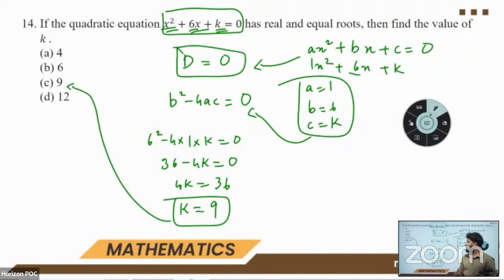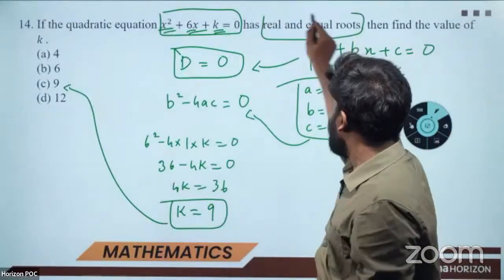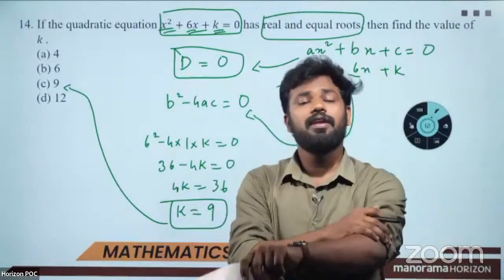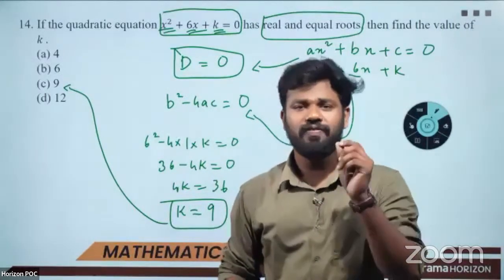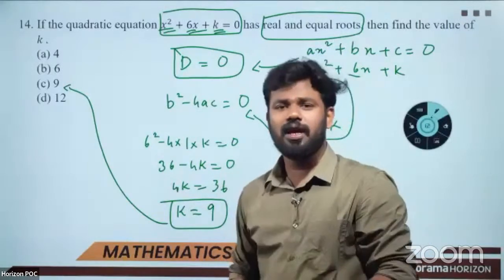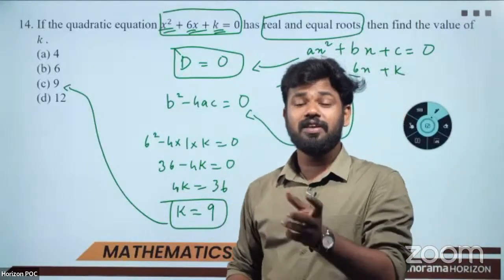Got it? So a quadratic equation is given, and they are saying they have equal and real roots. When they have equal and real roots, what is the condition? The discriminant, or b square minus 4ac, will definitely be equal to 0, and using that you can find out the value of k. So this is the third question where you are finding the missing value k, right?